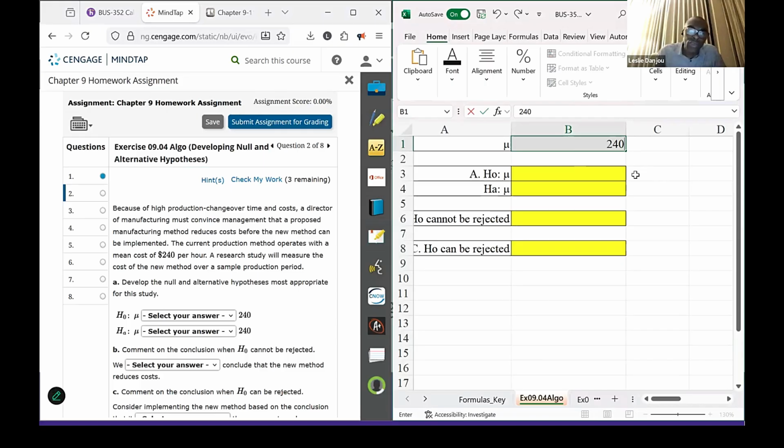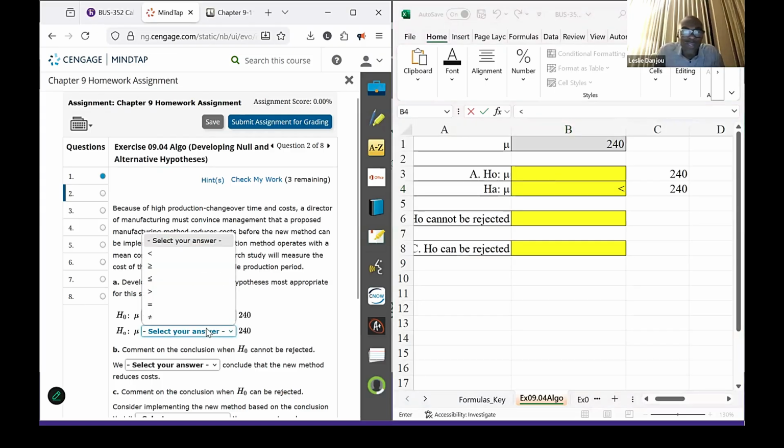That same mean value shows up in your hypotheses, the null and the alternative to the right. So you put 240 twice, 240 for the null and 240 for the alternative. Because I saw "reduces" in the alternative, I am going to put less than. Put your less than symbol in the alternative, please. And then let's test it to see if we're right. Find your less than and check your work.